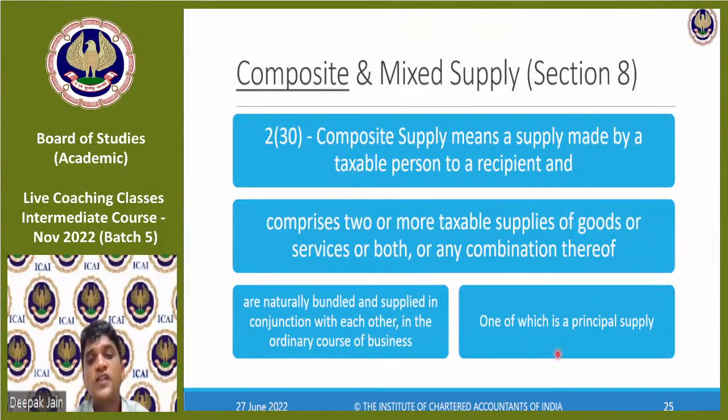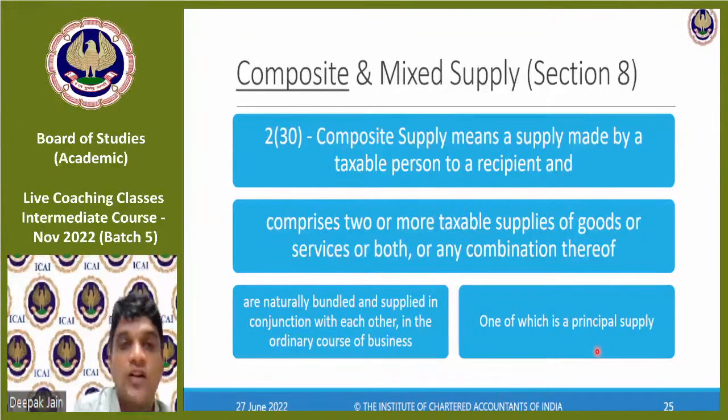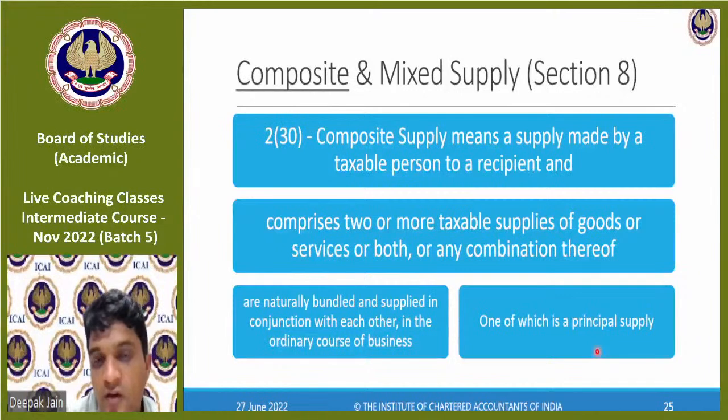Okay. And one of them should be a principal supply. What is the principal supply? Laptop. You came to buy a laptop, not to buy software. You came to buy a laptop and you bought the laptop. So it is an example of a composite supply. When two or more supplies are bundled together and supplied in conjunction with each other in the ordinary course of business, it is an example of composite supply. Okay. And one of which is a principal supply. This is an example of composite supply.